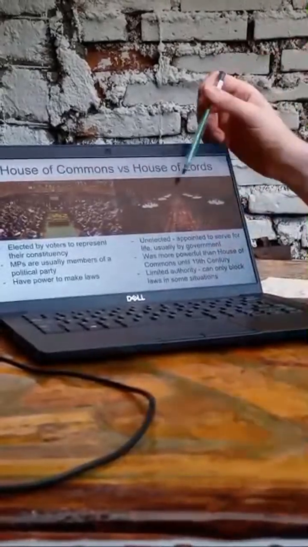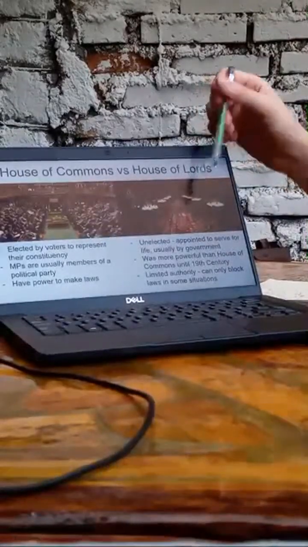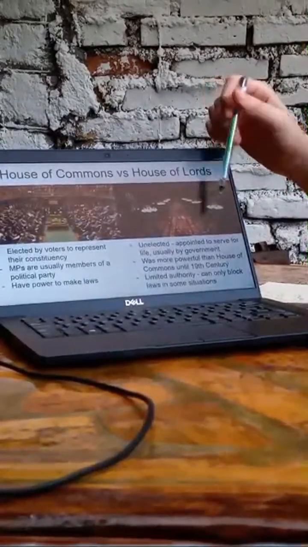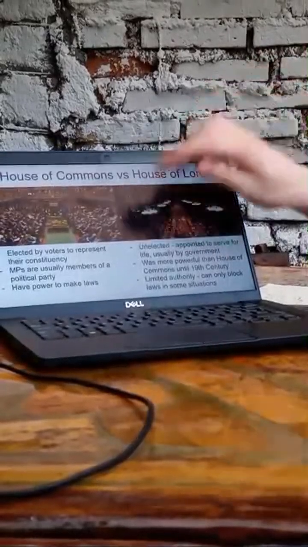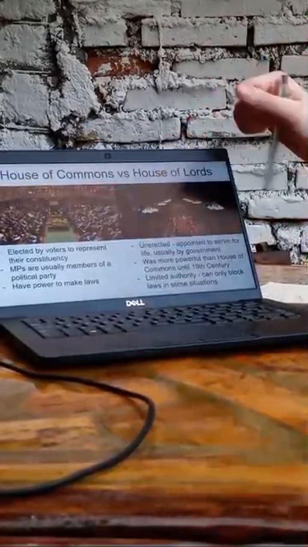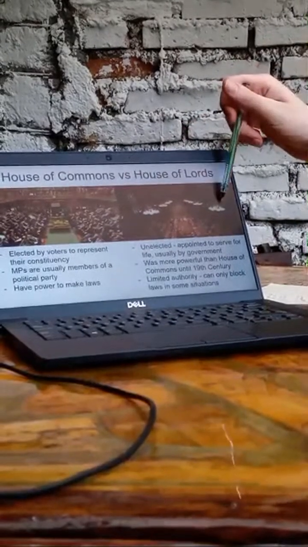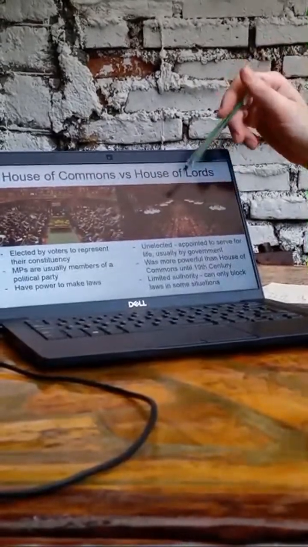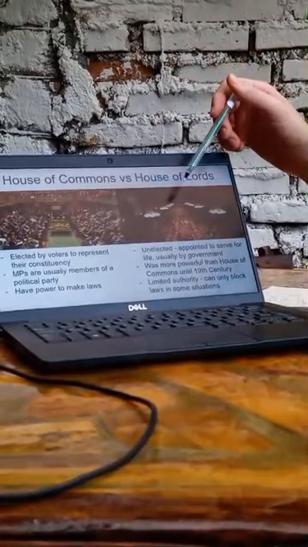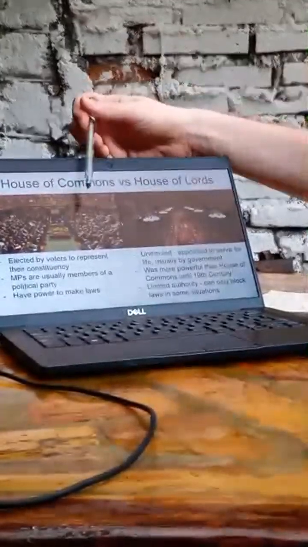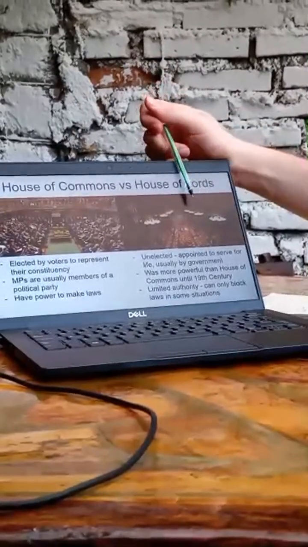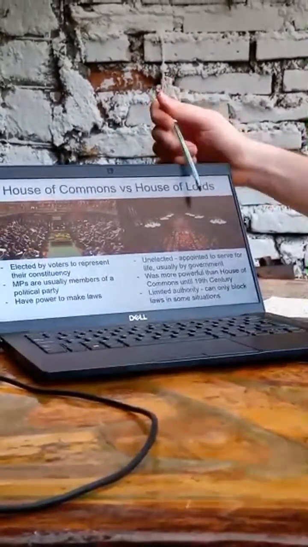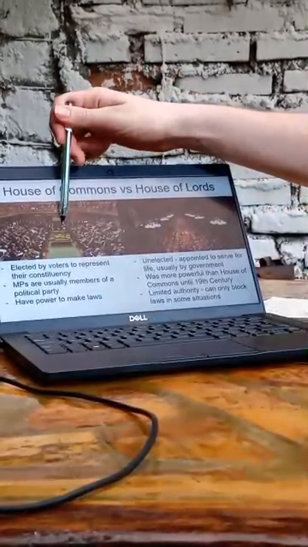This is a historical relic, basically. 500 years ago, these guys were more powerful than the House of Commons. But nowadays, it's exactly the opposite. They have very limited authority, so they can block laws. When the House of Commons makes a law and passes it, it goes here, and they can block it, but only for a limited amount of time. And if they block it, it goes back to the House of Commons anyway.